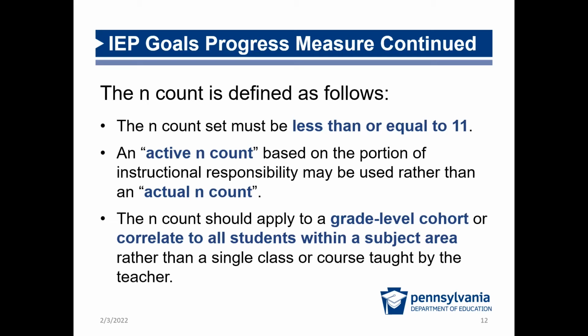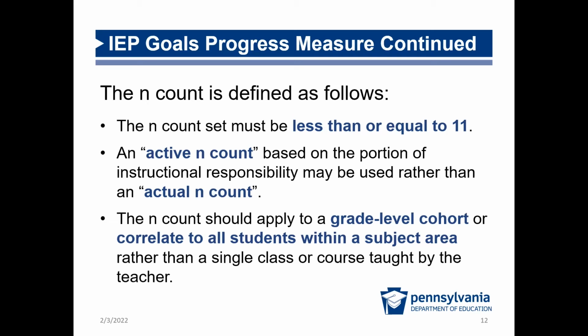An active end count based on the portion of instructional responsibility may be used rather than the actual end count. So this is slightly different. This is decision number 2 for the LEA. Are we using active or actual? I'm going to give you an example. I look at my students, and I have 15 students with similar goals. Similar, we'll say academic this time. I usually say behavioral. 15 academic goals that are very similar.